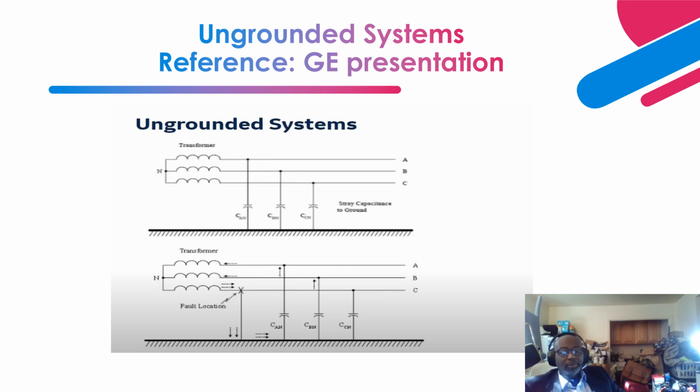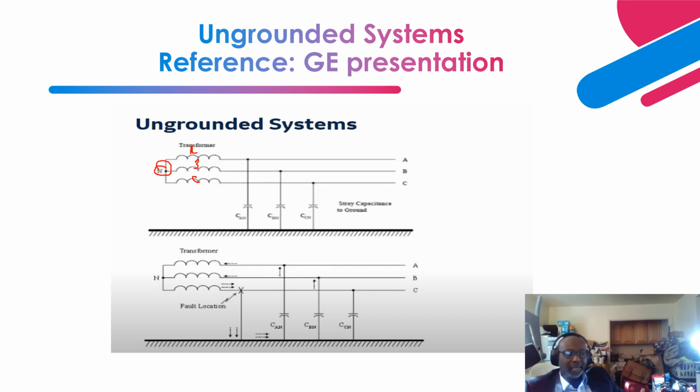Okay, so this is an example of an ungrounded system. As you can see over here, this is a Y-wound transformer. You have the neutral over here. This is phase A, phase B, phase C. The neutral is floating. There's no connection to ground. So this is what they call an ungrounded system.